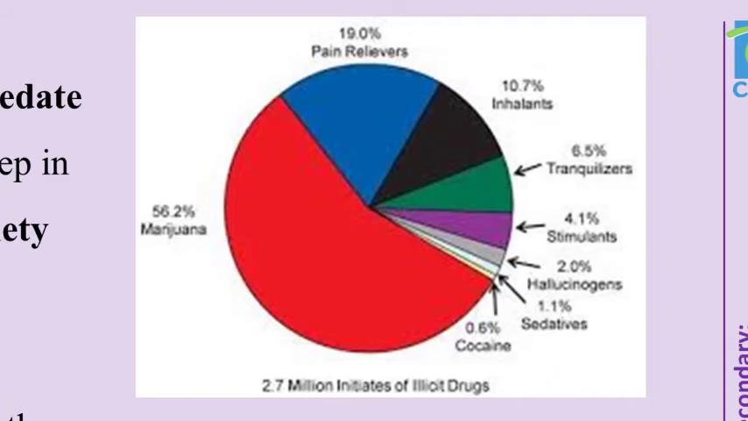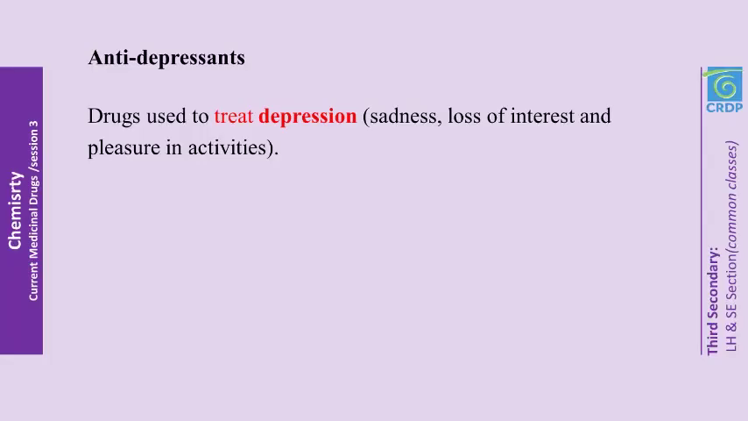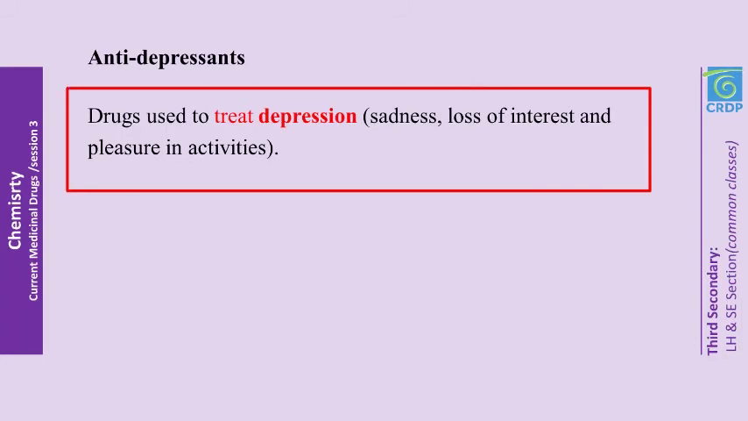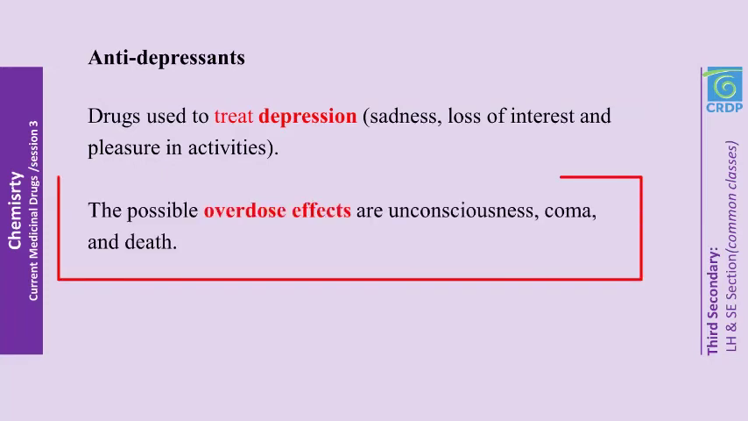Now we have arrived at our last medicinal drug in our current session, which is the antidepressant. Antidepressants are drugs used to treat depression, like sadness, and loss of interest and pleasure in activities. The possible overdose effects are unconsciousness, coma, and death.